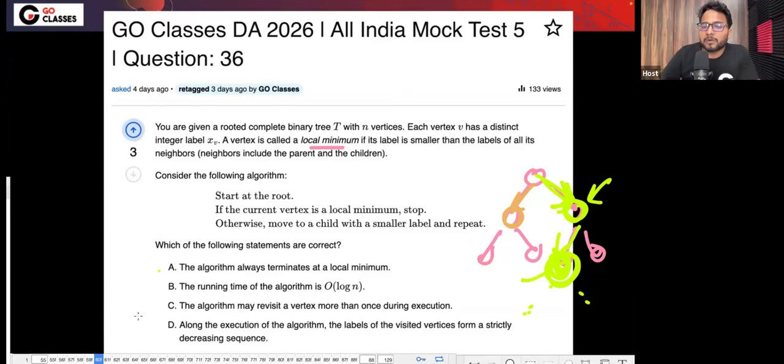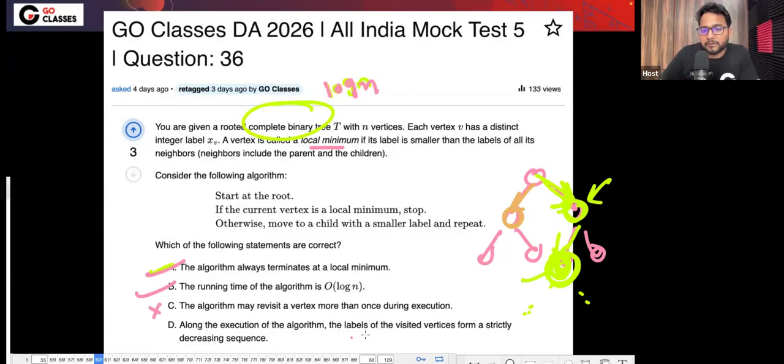So you will stop at the local minimum, and since you have to go till the height only, and the complete binary tree is given, that's why height is log n, right? Height will be log n, so it will take log n time. Algorithm may visit the vertex more than once. No, it is not possible.